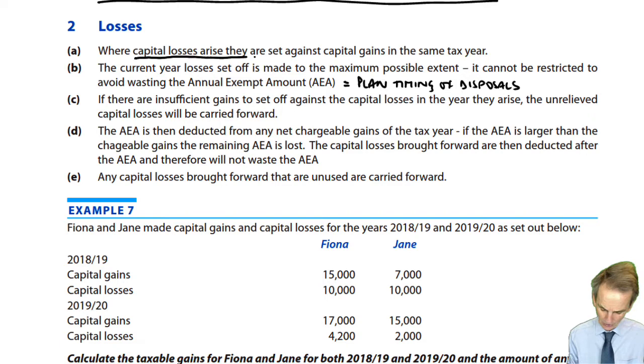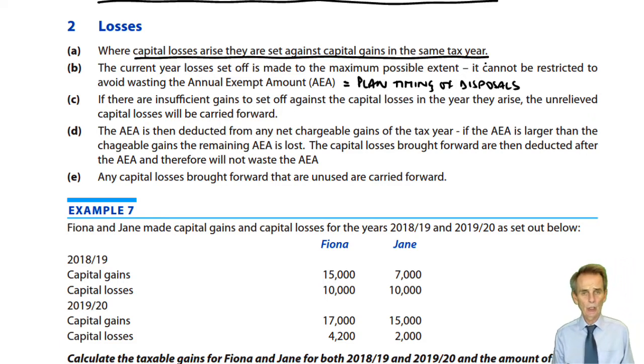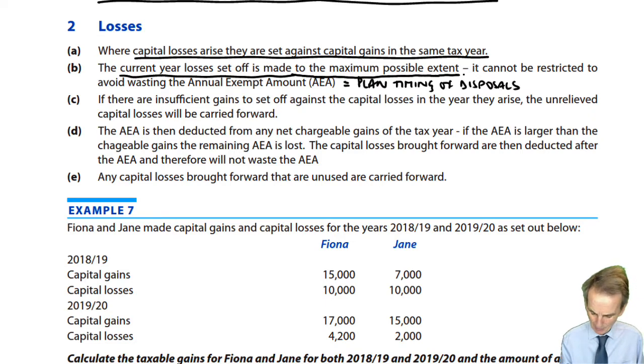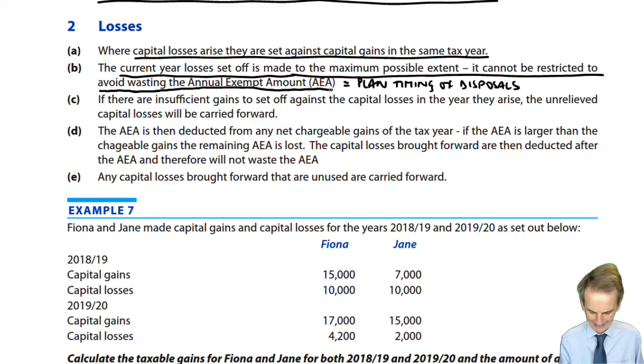Where capital losses arise, they are set against capital gains in the same tax year. So here, this is a rule. There is no election or claim that can be made. If you crystallise both gains and losses in the same tax year, they will be netted out. First thing you do, get the net gains and losses of the tax year. The current year losses set off is made to the maximum possible extent. It cannot be restricted to, for example, avoid wasting your AEA.